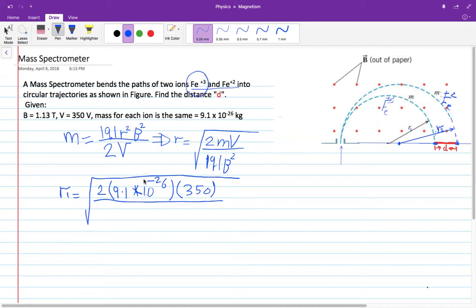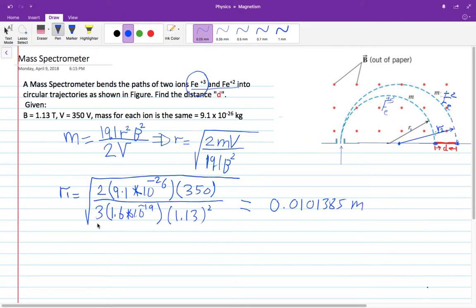What does that mean? It means that it lost 3 electrons. So the charge in the meter-kilogram system should be 3 times the charge of the electron, which is 1.6 times 10 to the minus 19. This should be given to you. Now B is the magnetic field, which is 1.13, but it's B squared, so we have to square it. Now do this calculation and we will find that this radius is equal to 0.0101385, and that's in meters.